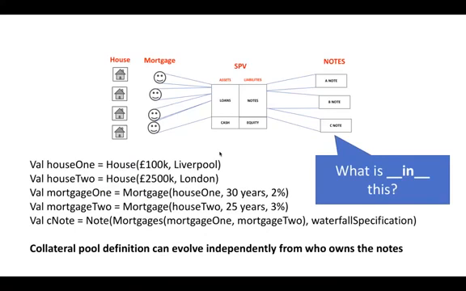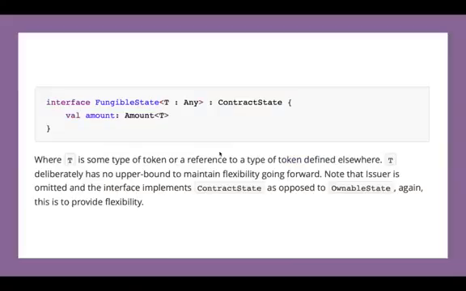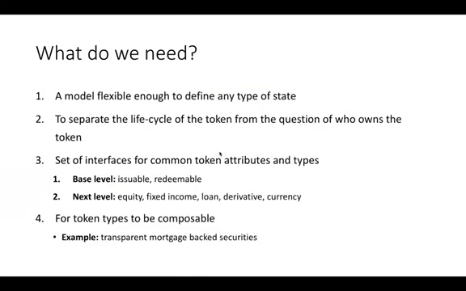I hope it gave you a good overview of what we're looking to do. Just to summarize very quickly, we're looking to create some new interfaces and types that exist within the core platform. We are looking to separate the lifecycle of the token from the question of who owns it, and we're looking to consider interfaces for token types themselves. And then we're looking to make sure that this model is flexible enough such that you can compose these token types together. And I spent a fair bit of time thinking about this.